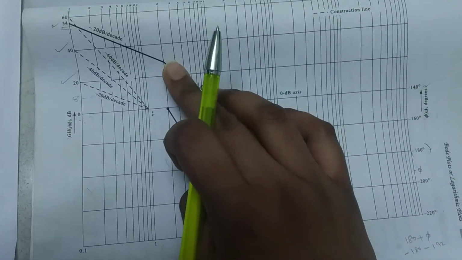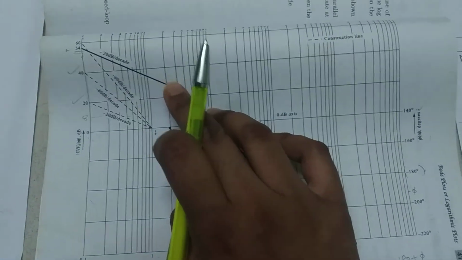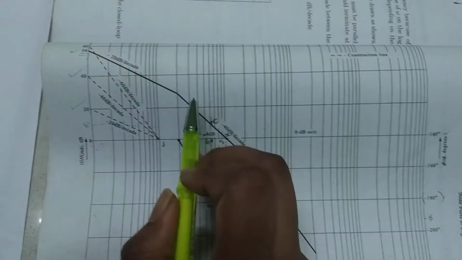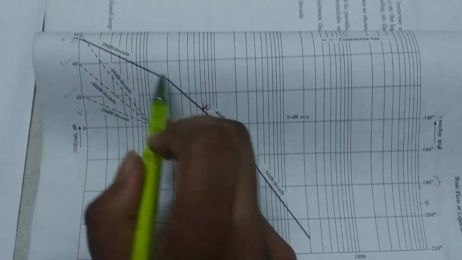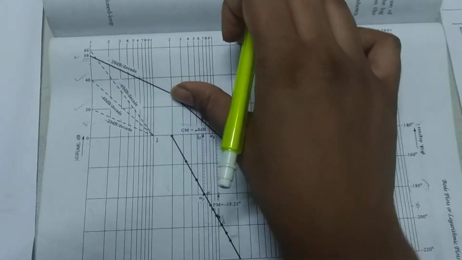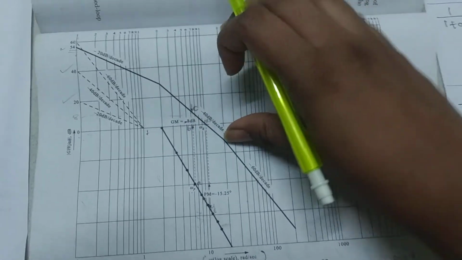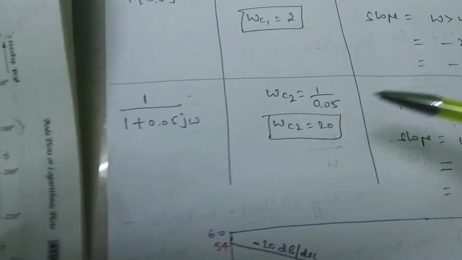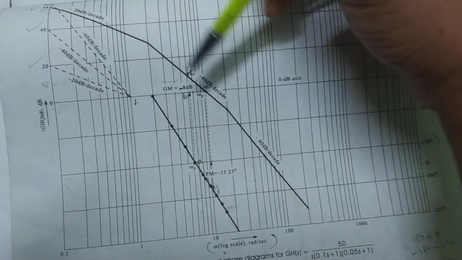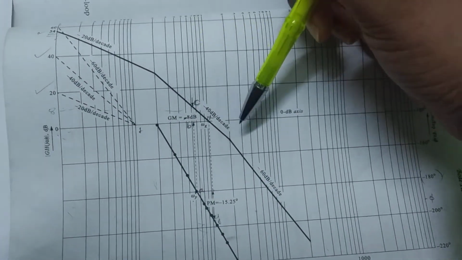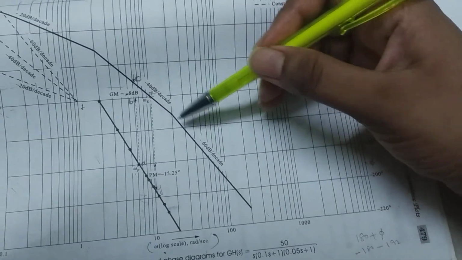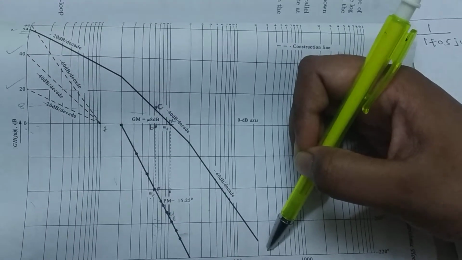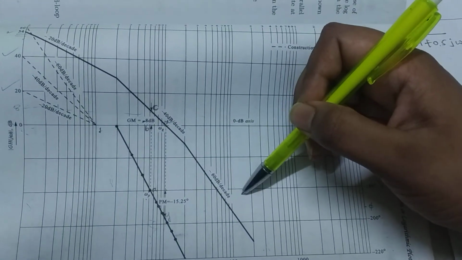Because the corner frequency is 2. Omega C1 we got as 2. So from 0.1 to 2 we get minus 20 dB per decade. This is the first factor. After that, from 2 to 20. Why is it 20? We got omega C2, that is the corner frequency, as 20. So from 2 to 20 we get the second term, that is minus 40 dB per decade. Similarly, from 20 to infinity, it is minus 60 dB per decade.